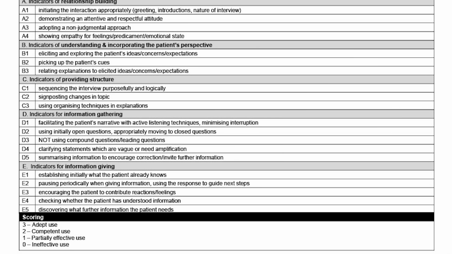Let's move on to information giving, which is clinical indicator E. Here, the student would have scored a 3.5 out of 5. This was their weakest area. The explanations lacked indicator E1, which is establishing initially what the patient already knows. Remember, you never want to lecture. You should always ask something like, "What do you already know about high blood pressure?"